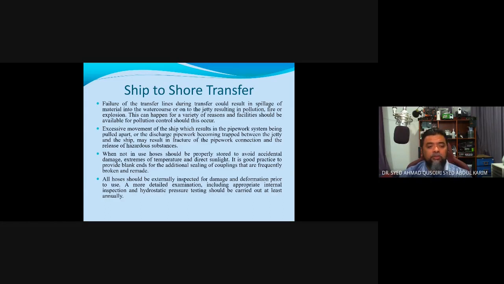Excessive movement of ship will result in the pipework being pulled apart or discharge pipework becoming trapped between the jetty and the ship. So this can damage the pipework itself. So when not in use, hoses should be properly stored to avoid accidental damage. Okay, this is in terms of storing and maintaining of the hoses. All hoses should be externally inspected for damage.